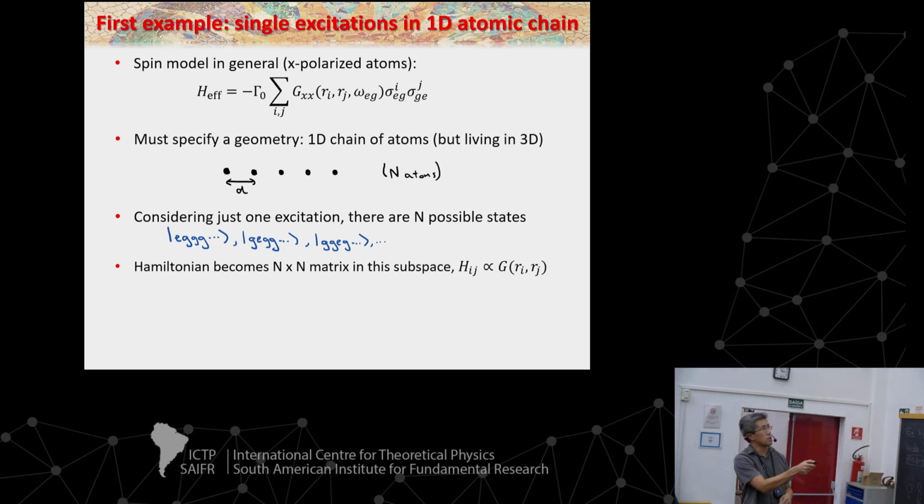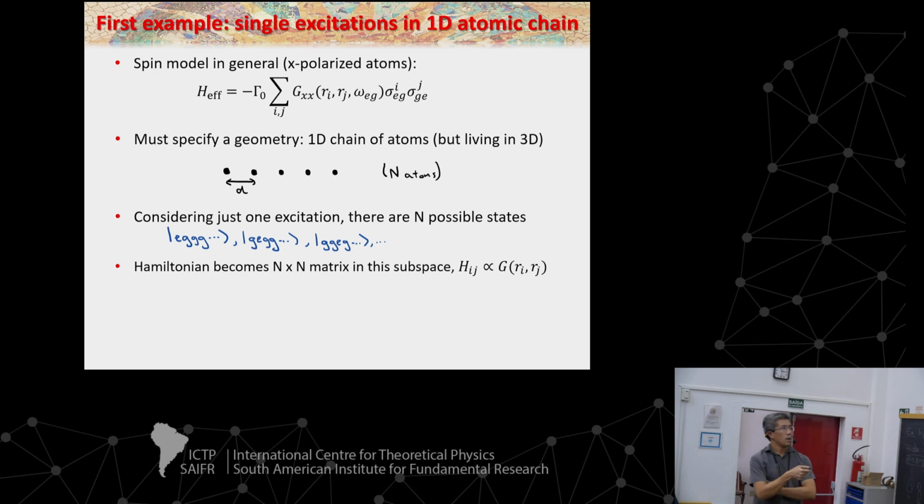So this Hamiltonian commutes with excitation number, right? Because I have to destroy an excitation on one atom and add an excitation on another. So let's just look at the single excitation space. In that case, instead of 2 to the n, your Hilbert space is just n, right? Because either the first atom could be excited, the second one, the third, and that forms your n-dimensional Hilbert space.